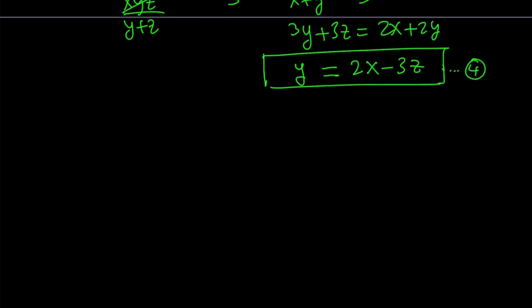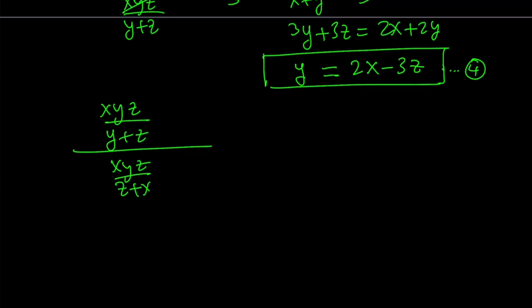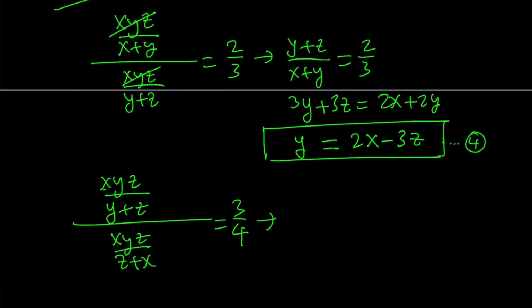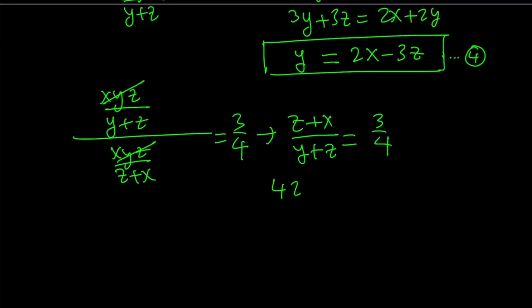Just divide them. So we have xyz divided by y plus z, and that's going to be divided by xyz over z plus x. And this is going to give us 3/4. Just like with the first two equations, we're going to simplify this. xyz is going to cancel out, and this is going to give us z plus x divided by y plus z equals 3/4. And if you cross multiply, 4z plus 4x equals 3y plus 3z.